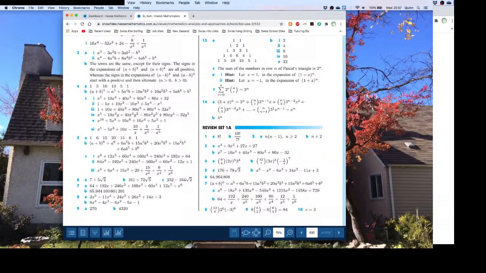Jeffrey, do you have a specific sequence and series question? Do you want to grab something from the book in general, something that looks hard, anything like this?